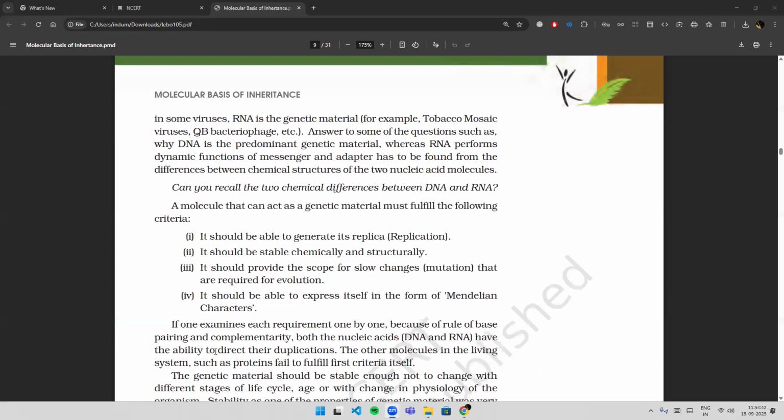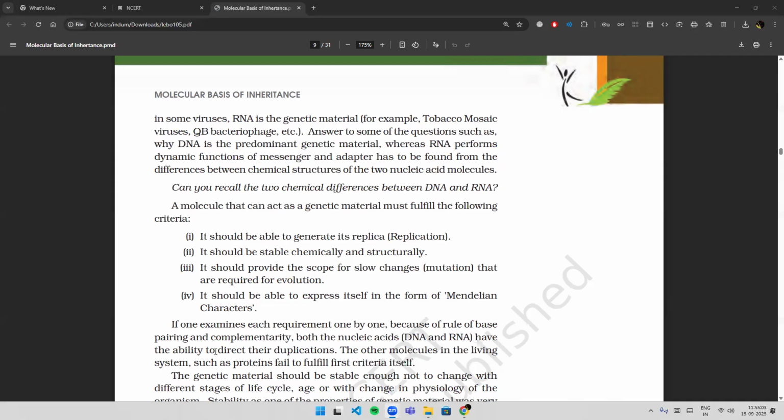Answers to some of the questions, such as why DNA is the predominant genetic material, whereas RNA performs dynamic functions of messenger and adapter, have to be found from the differences between the chemical structures of the two nucleic acid molecules. Can you recall the two chemical differences between DNA and RNA?